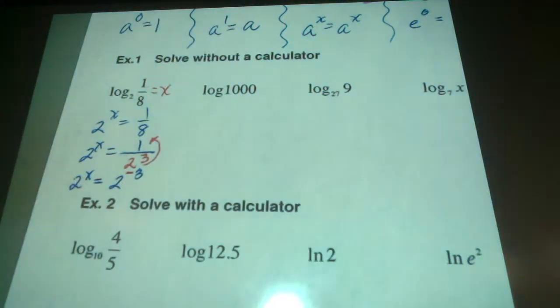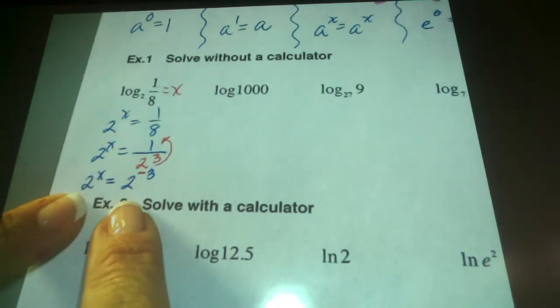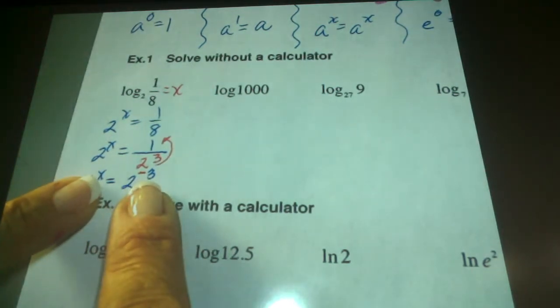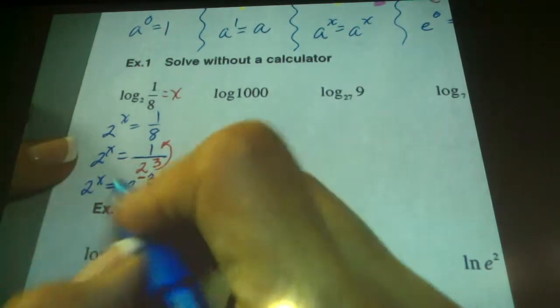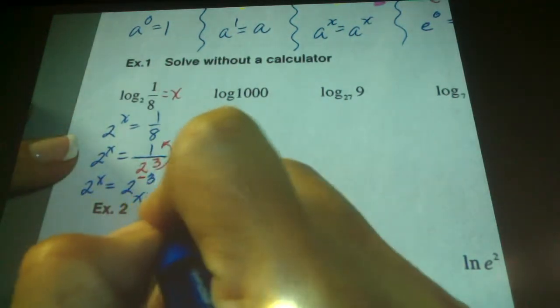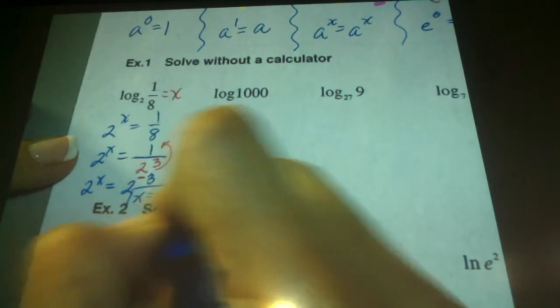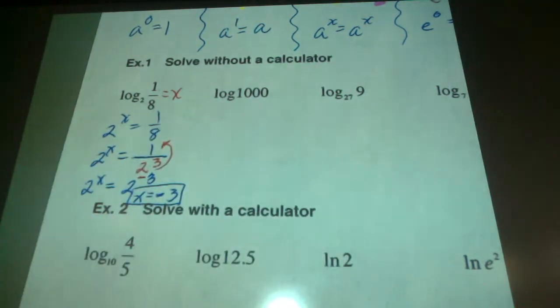And using logic reasoning, if I have the same base, what can I conclude about the exponents? x has to be negative 3 as well. So my answer, x equals negative 3. Squeeze that in. Your whole goal is to create the left and right side having the same base.